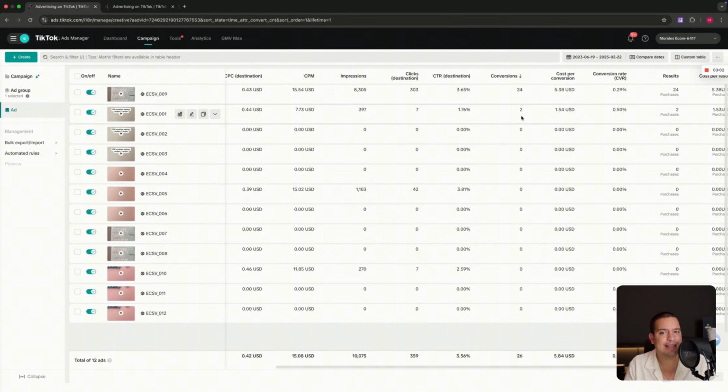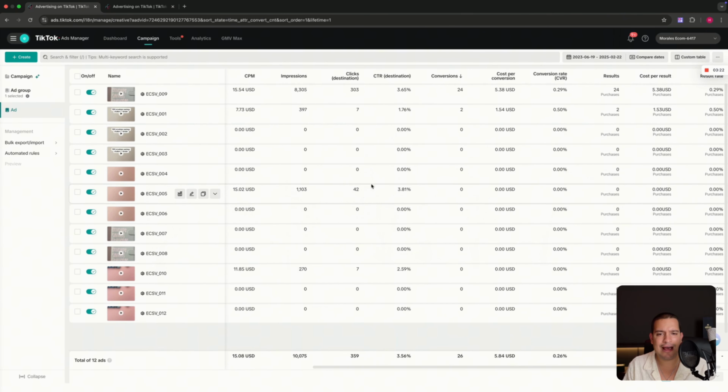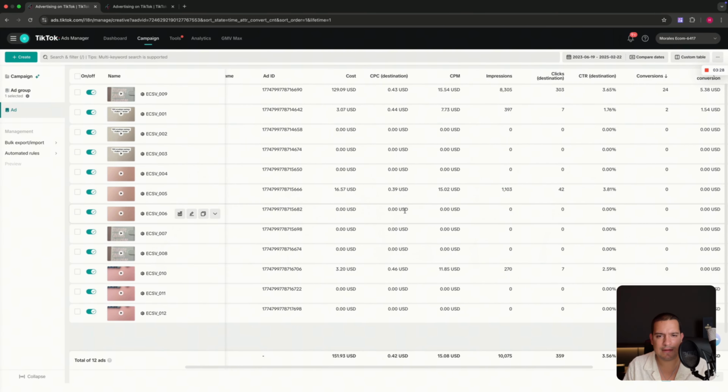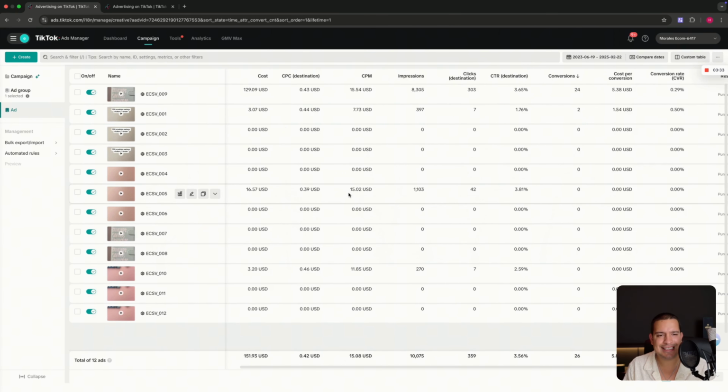So, what did that lead me to? Well, that led me to know that I need to turn off all the other ones because, as you can see on here, look at the cost. TikTok is spending little by little money on other creatives that could have been spent on the best one. Look at this. This is crazy when you think about it. Look, I spent $16 on this creative and it made me zero sales. So that $16 could have been spent there instead.